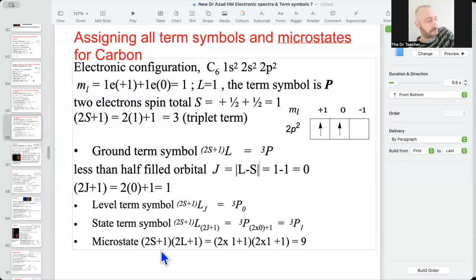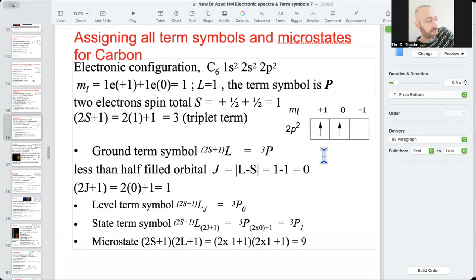Microstates: 2S plus 1 times 2L plus 1. Now you have 2S plus 1 as 3, and 2L, 2 times 1 plus 1, is 3. 3 times 3 is 9. So in 9 positions we can assign these 2 electrons. If you arrange them in the p orbital, you can put 1 here, 1 here. This is 1 microstate. Second one, you leave 1 here, 1 there. This is the second. Now you replace: you put 1 here, 1 here. This is the third.